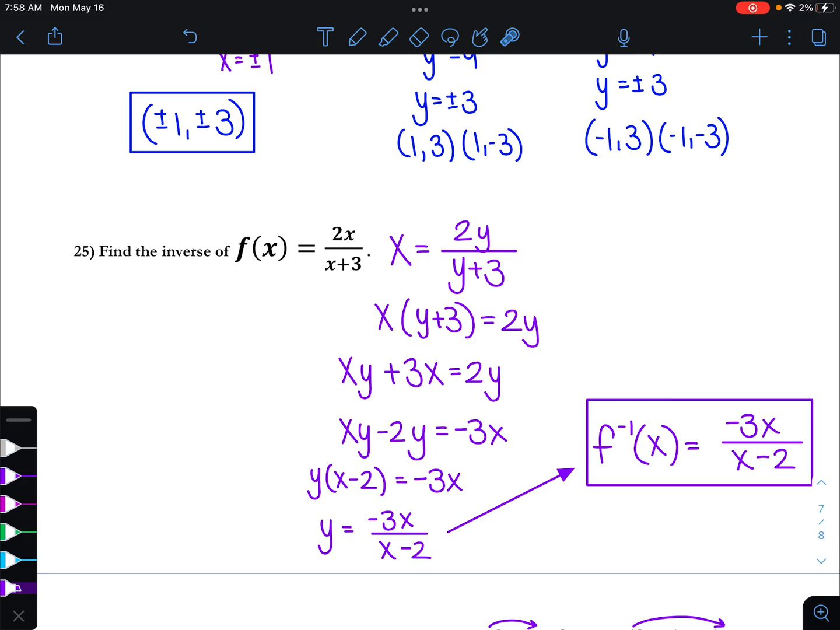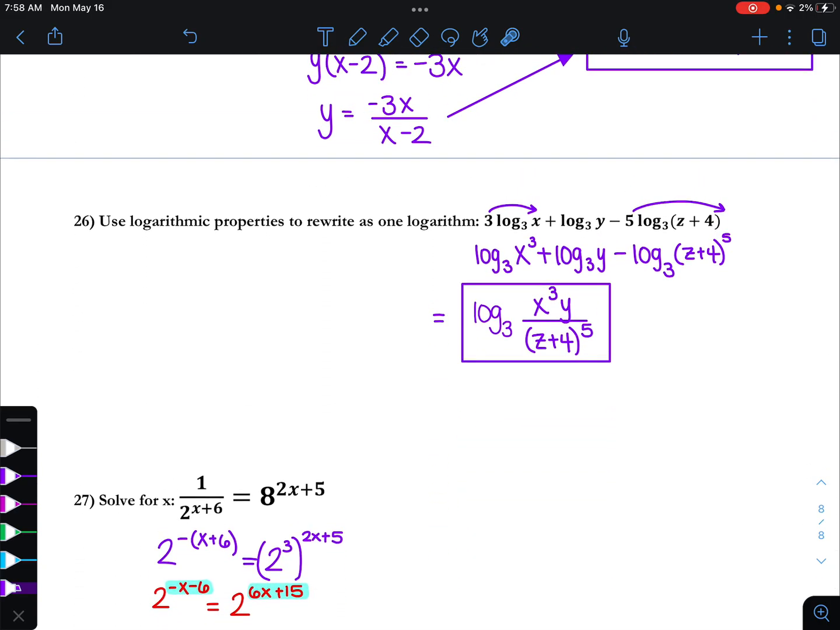Here, inverses, remember to find an inverse, first you have to switch x and y, and then solve for y. We did these a lot. We're going to multiply both sides by y plus 3, distribute the x's so that we can move the y's over. So in this case, I move the 2y over here, the 3x over here. They just kind of switch spots, factored out the y, and then divided by x minus 2. Depending on how you moved xy over here, your answer would be 3x, and then it would be, I think, 2 minus x in the denominator. Both of those would be correct.